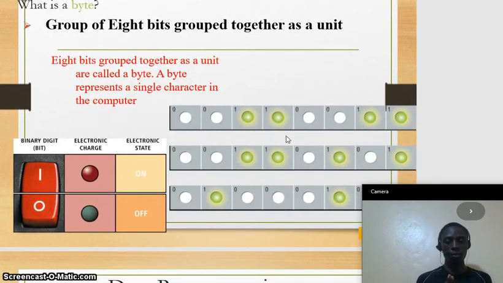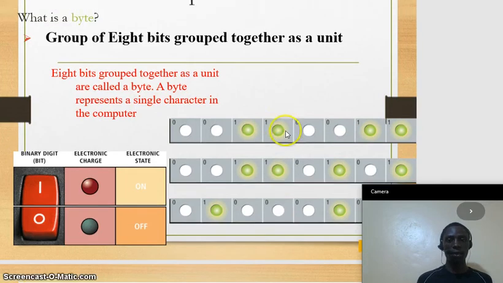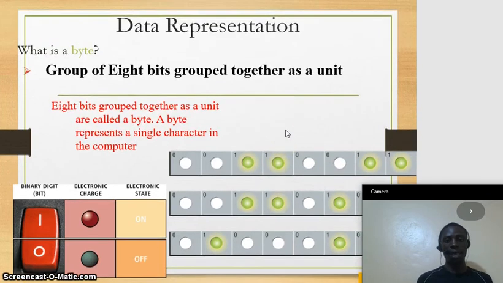Okay, so we continue here with data representation. When we meet, we are going to start on this slide. We ask ourselves, what is a byte? Okay, what is a byte? So we shall start from here.